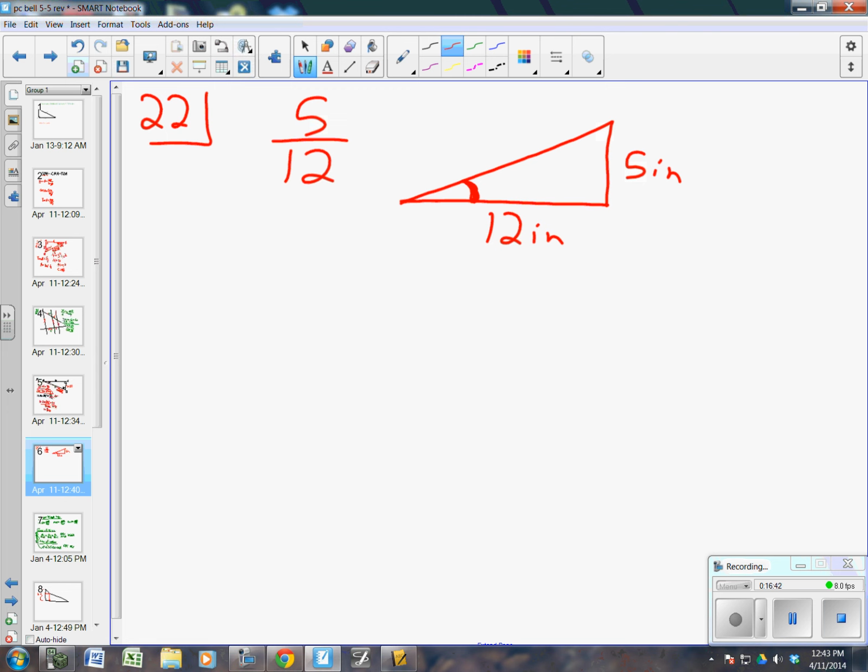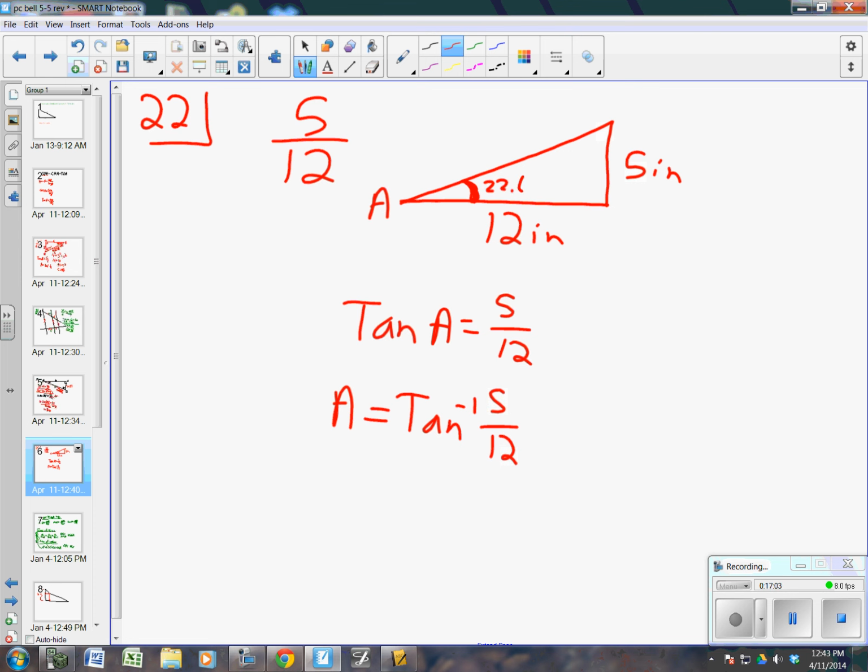Yeah, I was going to say it's a tangent. And what do you guys want? Should we call it A? Tangent of A equals 5/12. So we're going to find the tangent inverse of 5/12, right? That's what A is equal to. And what is it? 22.61 degrees. So what would that make this angle up here? What's this one? 67.39?